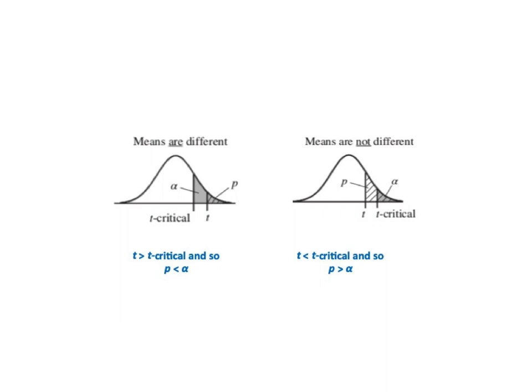The right diagram shows the opposite situation. T critical is greater than T. So P, which is the hatched area under the curve bounded by T, is larger than alpha, which is the shaded area under the curve bounded by T critical. And the conclusion of the test is that there is not a statistically significant difference between the two means.